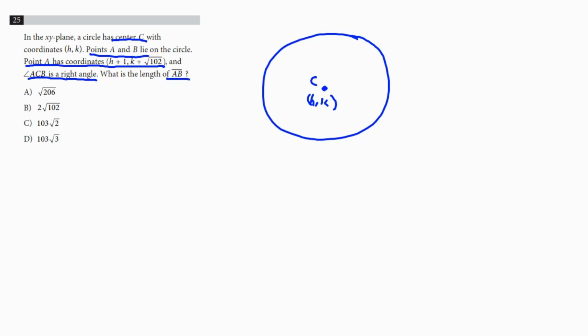So it's basically on the edge of the circle, and it's offset by these values. So it's going to be to the right 1 and then up square root of 102. So that's going to be like 10 point something. So it's going to be like up here, something like that. So let me label that. So that's h plus 1 comma k plus square root 102.